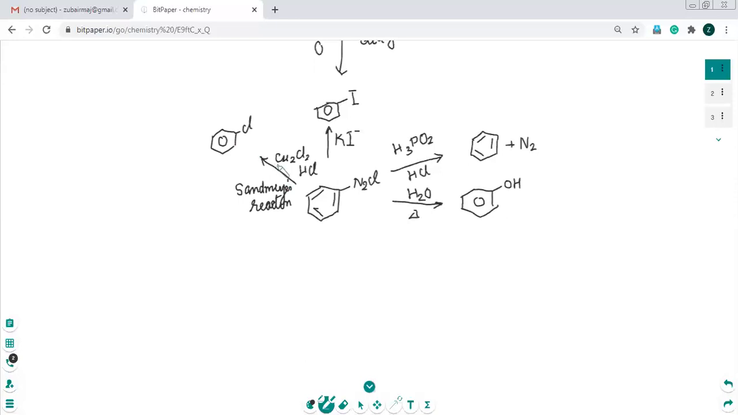Now, suppose you want to convert this into bromobenzene, you should use Cu2Br2 and HBr. Okay. Now the same reaction you can do just by copper powder and HCl, and again you get Cl here or Br. That reaction is known as Gattermann reaction.